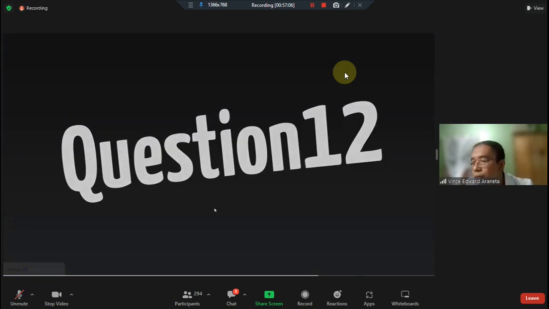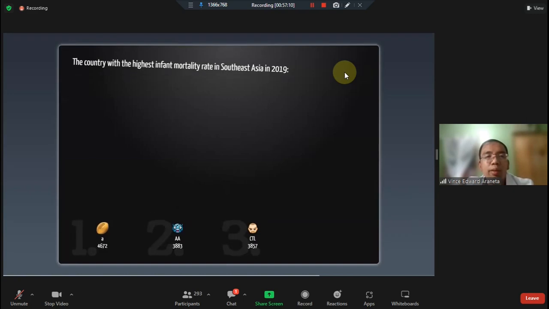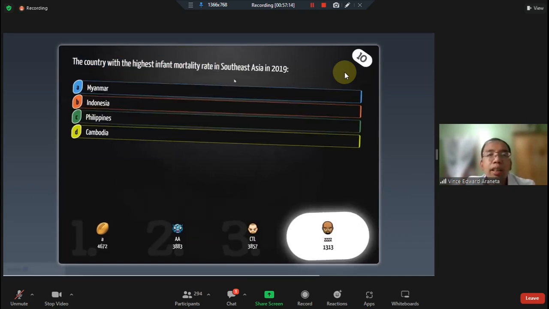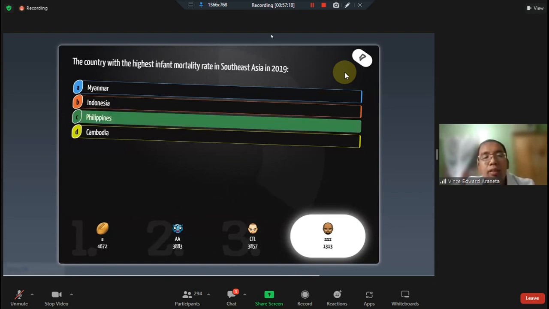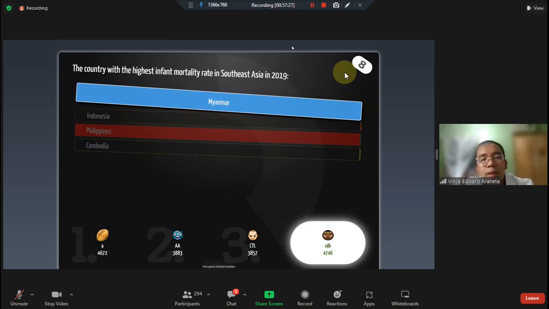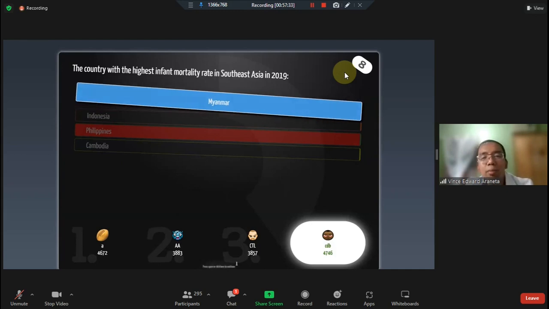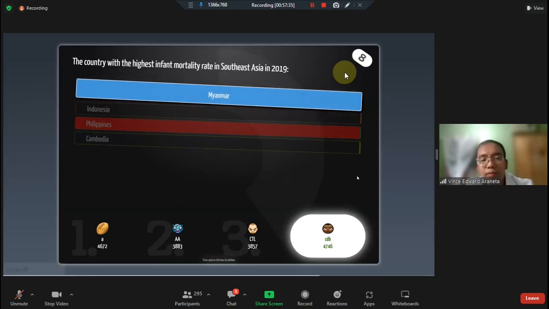Next, question 12. Still a buzzer question. The country with the highest infant mortality in 2019. It might still be this day. Yes, CDB. I think CDB is now leading. Myanmar is the correct answer.